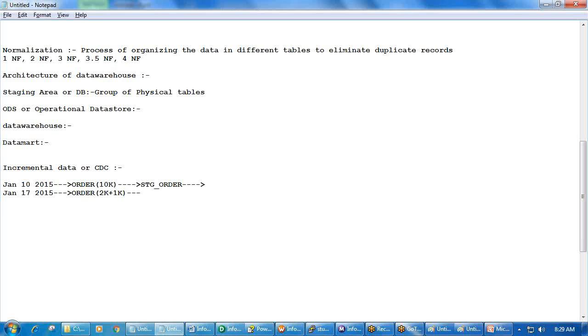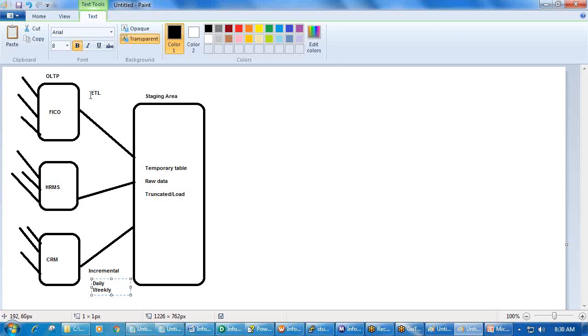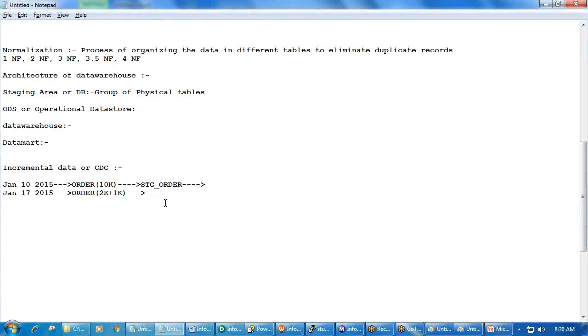When you run the load on January 17th, we are interested in extracting the data which is added and modified, not the entire data available in your transactional system. So if I'm extracting only these 3k records which are added or modified, this is called incremental data. Whenever you are running a load, we are always interested in fetching the incremental data and loading it into the staging area. At any point of time, if you look into any staging table, it will always have only the incremental data.